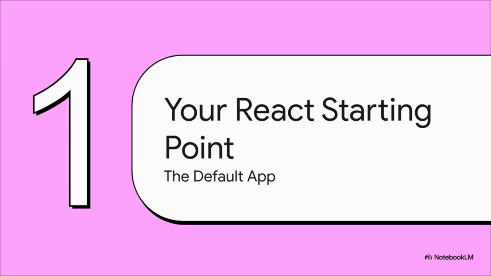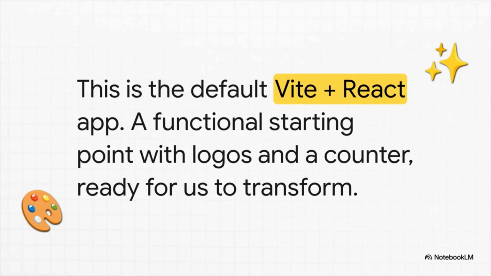Okay, first things first. Before we can make our mark, we gotta understand what we're starting with. So let's just take a quick peek at the default app that tools like Vite and React give you right out of the box. So when you first fire up your app, this is what you see. You've got the logos, there's that little counter button you can click, and some text. You can think of this as just the boilerplate, the placeholder stuff. It's actually a fully working little app, but it's our job to make it ours.